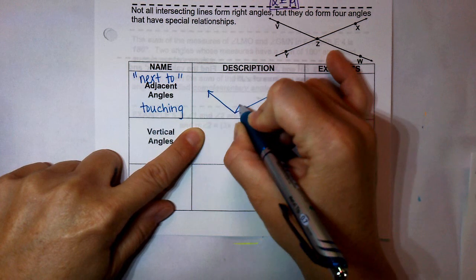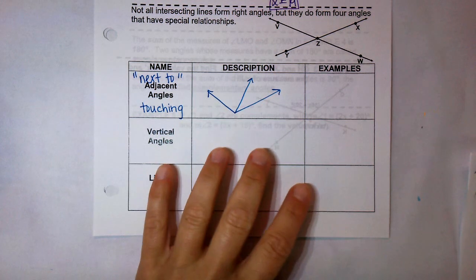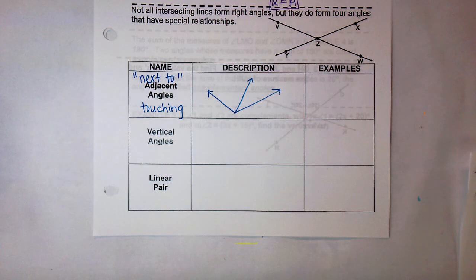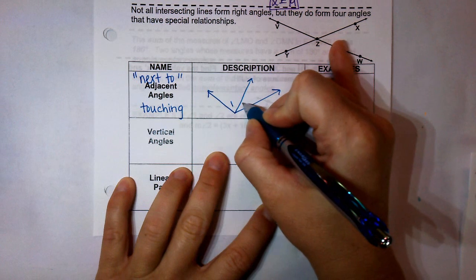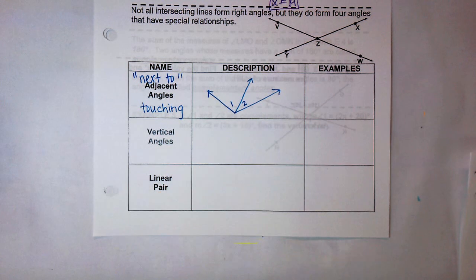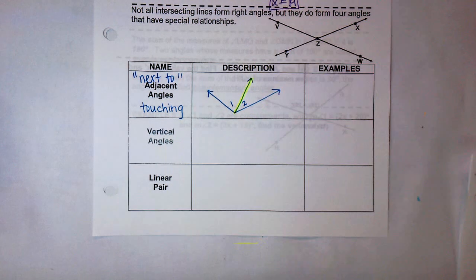Wouldn't that be in an example? Yes, but I'm kind of doing it a little different today. Instead of writing all the definitions, we're just going to draw examples. So if I have angles 1 and 2, those are touching. They share this middle line, right? So angle 1 and angle 2 share that line right there. So that makes them adjacent. They are touching.